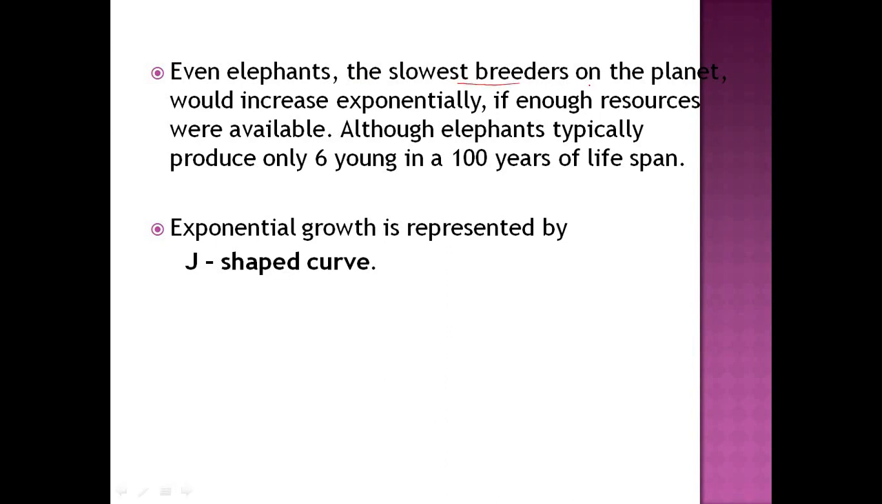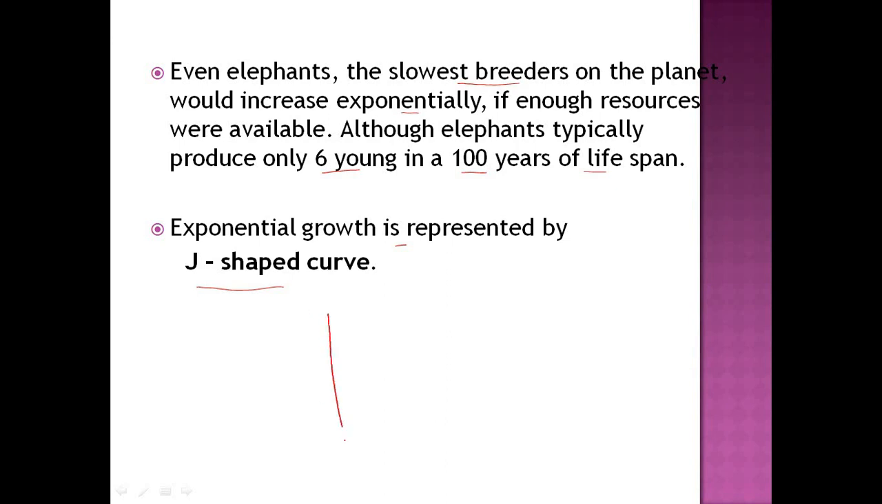Elephants are the slowest breeders in the animal kingdom, yet their population would increase exponentially if enough resources were available. Although elephants typically reproduce only 6 young in a lifespan of 100 years, they would reproduce more if the young had suitable conditions. Exponential growth is represented by a J-shaped curve.